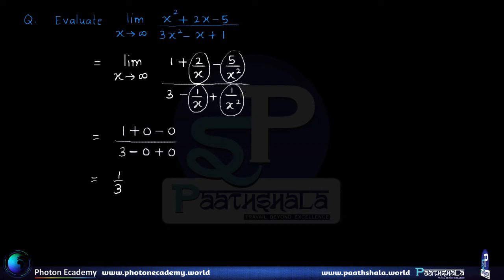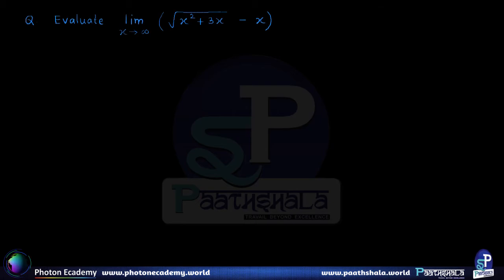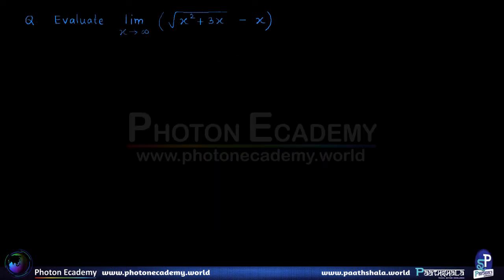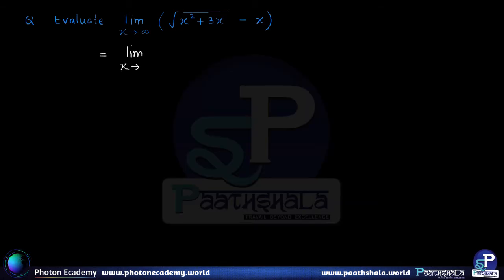Now let's see one more interesting question. Here we have to evaluate the limit as x tends to infinity of root of x square plus 3x whole minus x. Now here we don't see any denominator, that is, there is no denominator other than 1. So what we do is we somehow bring in a denominator, and the way to do that is, if you observe, this is an irrational term, that is, we are given a square root.